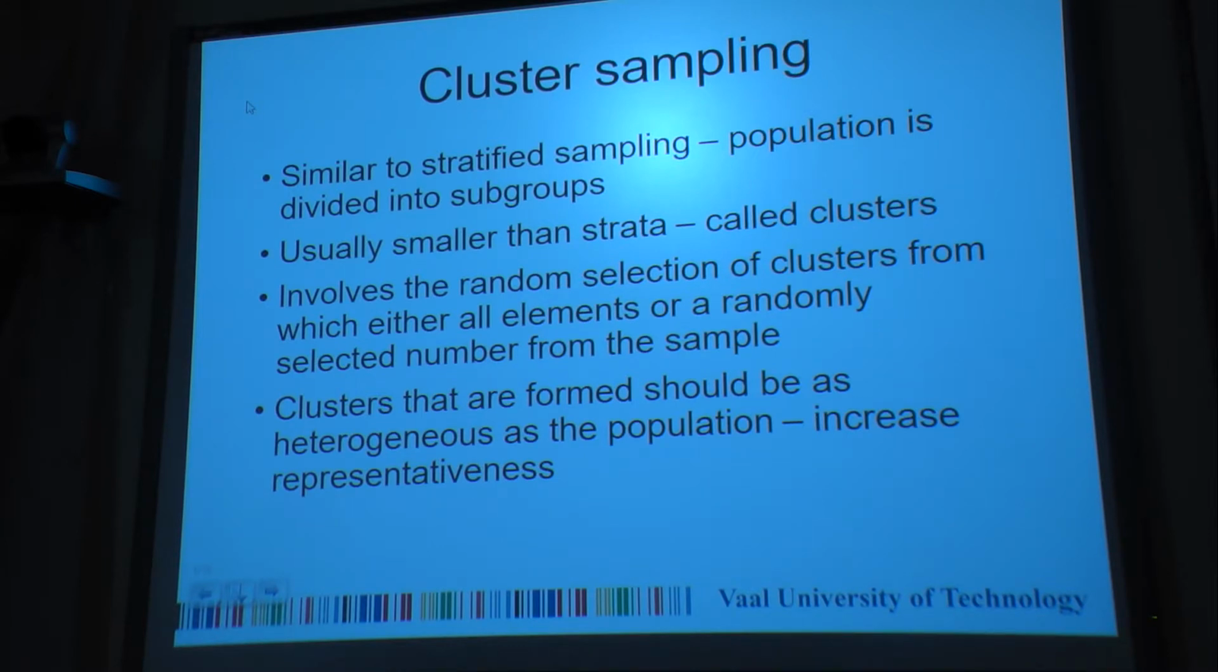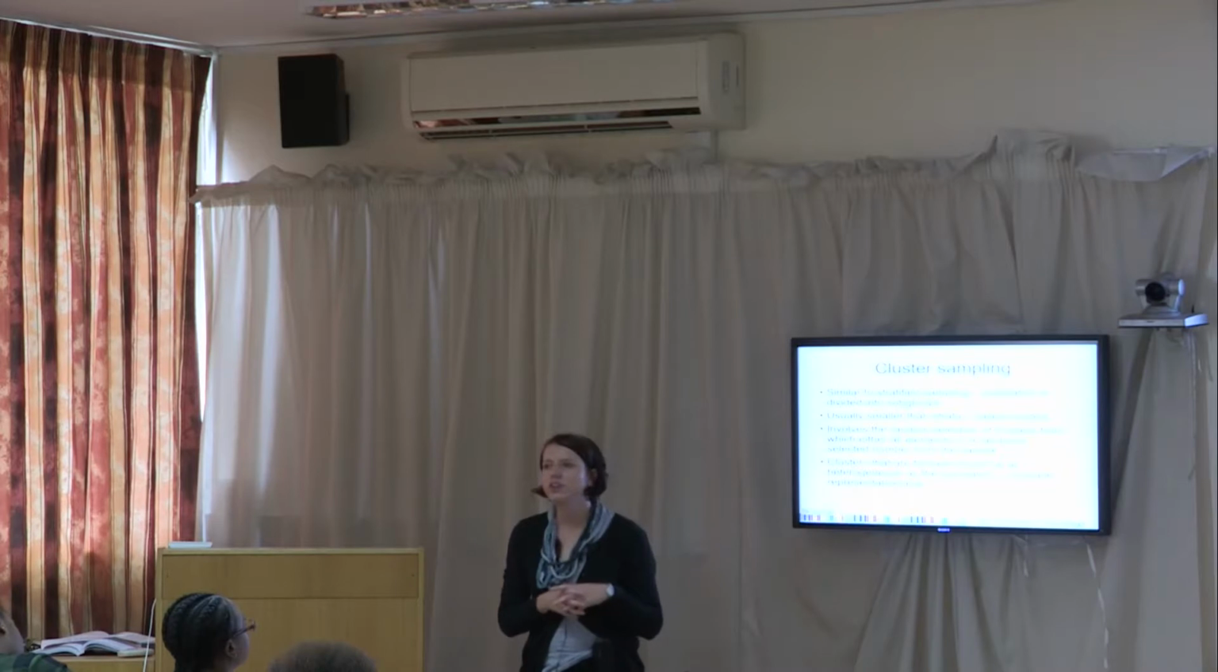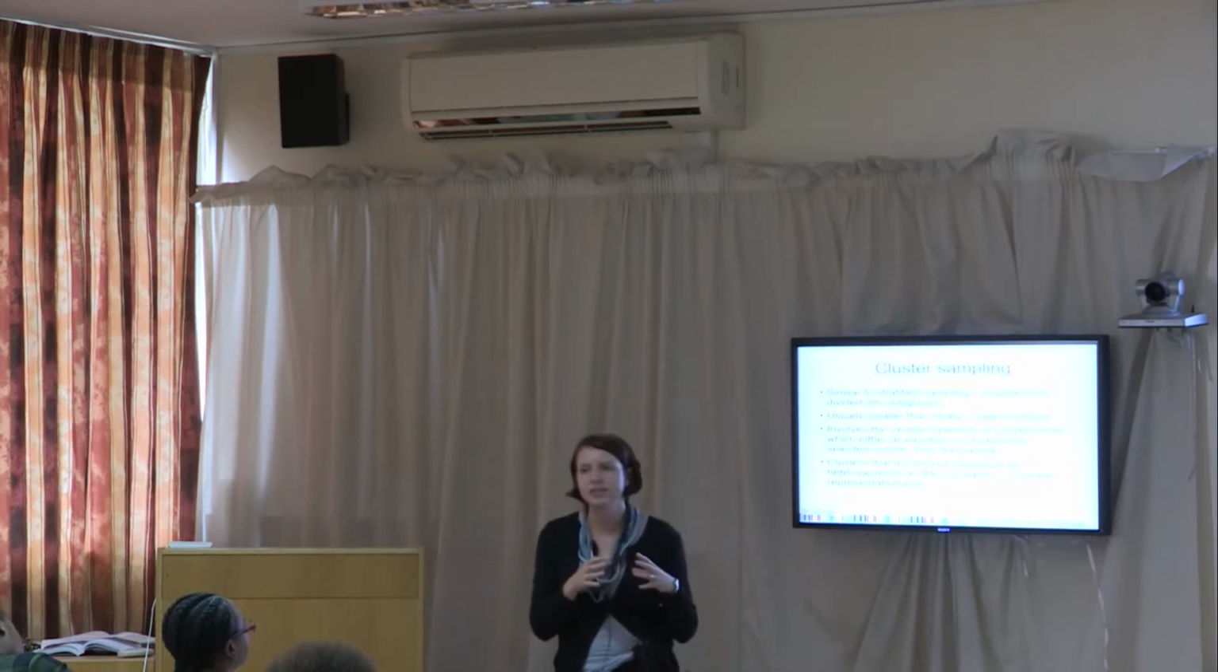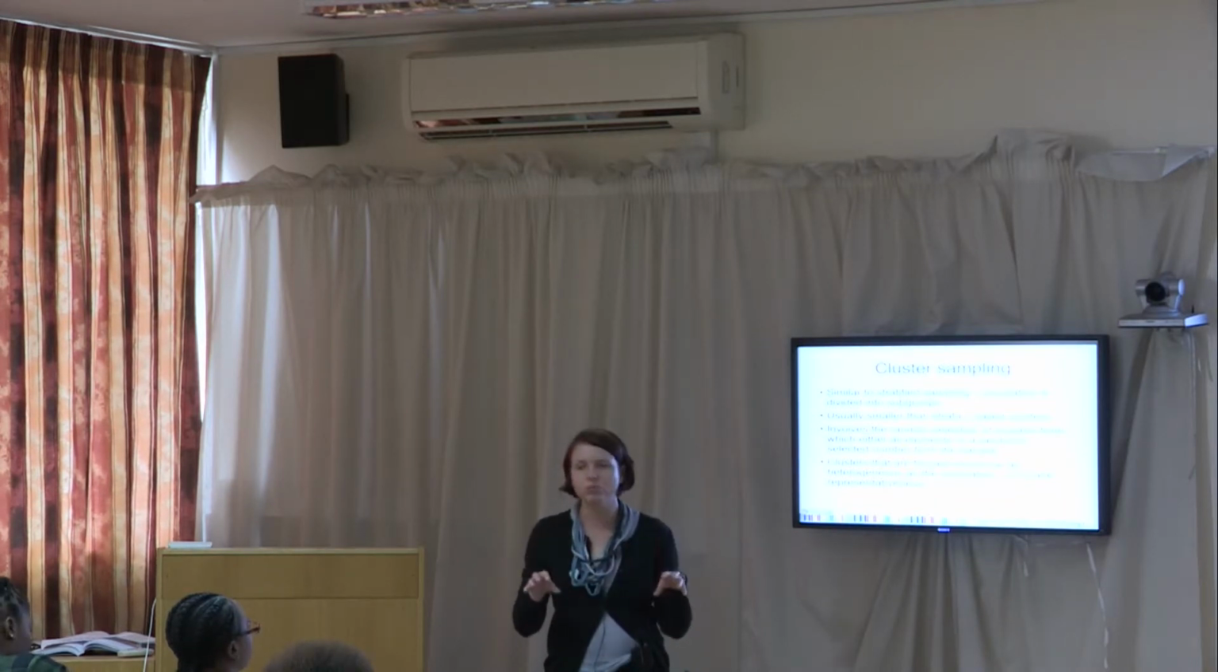Cluster sampling is also similar to stratified sampling. This is also where the population is divided into subgroups, usually smaller than strata. They are called clusters. And this also involves random selection of clusters from which either all elements or a randomly selected number from the sample are taken. Clusters that are formed should be as similar or heterogeneous as the population, and this is also used to increase representativeness. So here you again have to identify strata, but smaller groups with similar characteristics, clusters we call them, and within those small groups, you do the random sampling, again to increase representativeness.